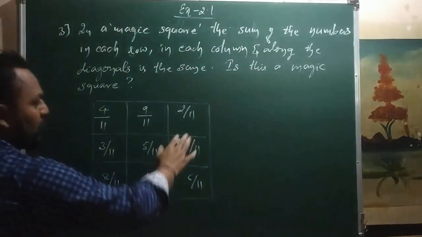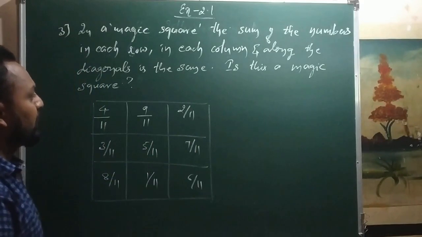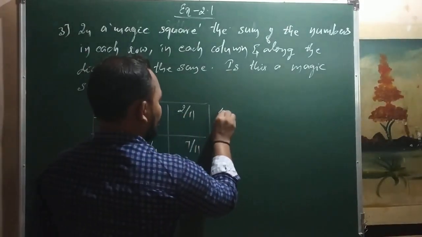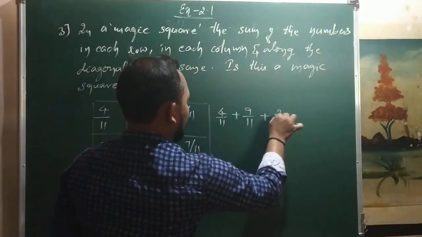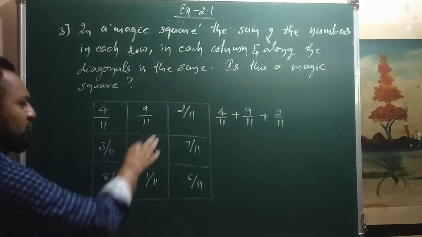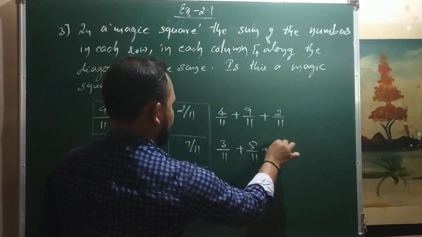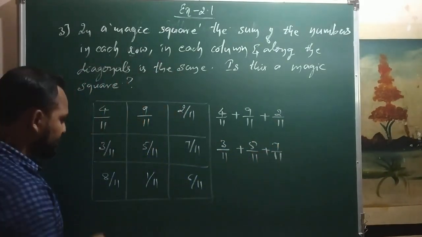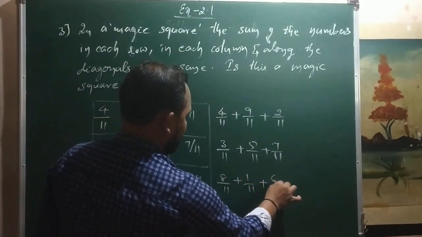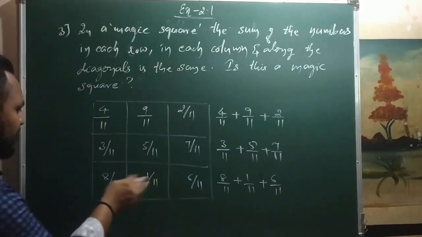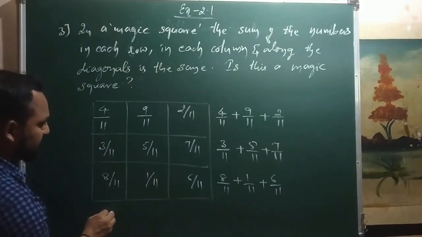Here, the sum of the rows and the sum of the diagonals of the fractions. First one: 4 by 11 plus 9 by 11 plus 2 by 11, the sum of the first row. The second one, 3 by 11 plus 5 by 11 plus 7 by 11. Then the third one, 8 by 11 plus 1 by 11 plus 6 by 11. Okay, the sum of rows, and then the sum of the columns.